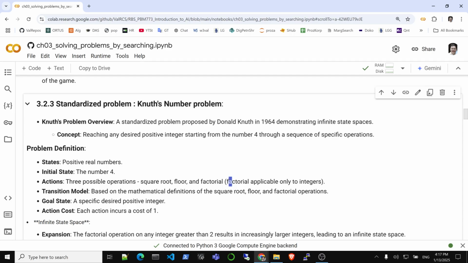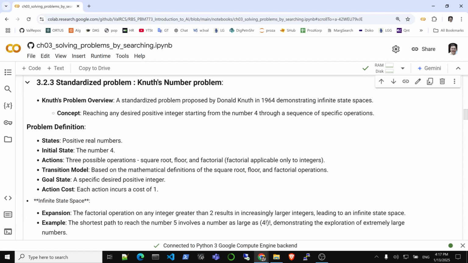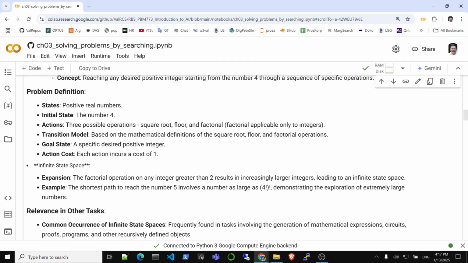Factorial only works on integers, as you well know. So how can we do this? Let's look at an example. Potentially the number of moves is infinite, you can keep going up, but I don't know if he proved it. So how do we get to 5? It gets pretty far.